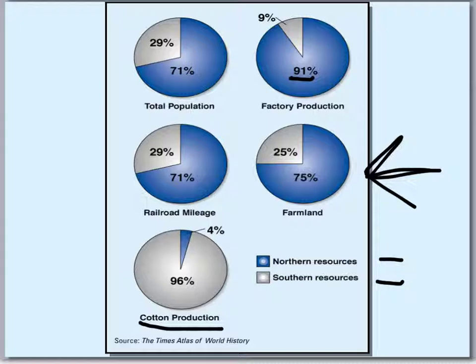96% of all the cotton that is grown in the United States is grown in the southern states. All right? So just by looking at this, you can tell, or should think, my gosh, this is going to be a quick war. The North has got this huge, overwhelming advantage in almost everything. Population, factories, railroads, farms. But this war is going to last for 4 years.